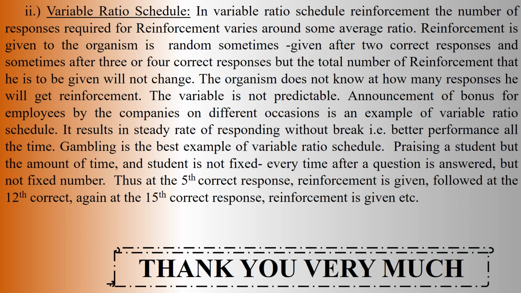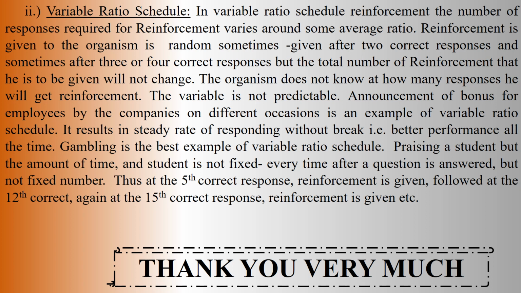Variable ratio schedule. In variable ratio schedule reinforcement, the number of responses required for reinforcement varies around some average ratio. Reinforcement is given to the organism randomly, sometimes after 2 correct responses and sometimes after 3 or 4 correct responses, but the total number of reinforcements that he is to be given will not change. The organism does not know at how many responses he will get reinforcement. The variable is not predictable.